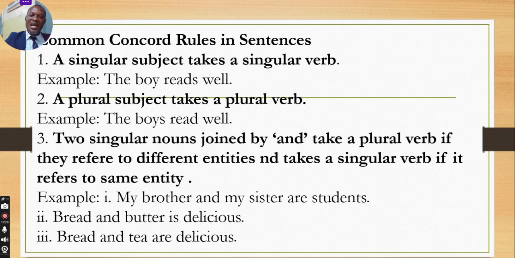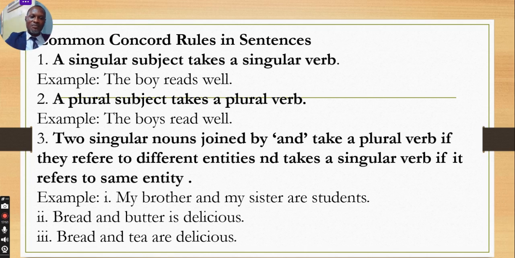For example, my brother and my sister are students. My brother is different from my sister. So they are two different entities. So my brother and my sister are students.